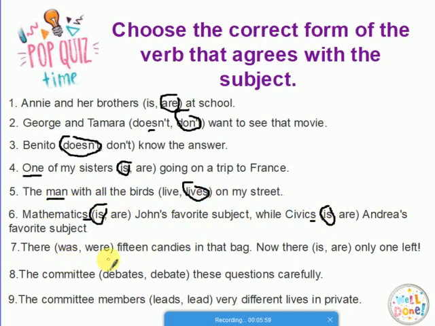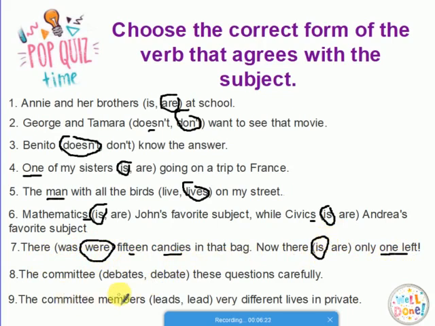There were 15 candies in that bag. Where is the subject? It is not there, it is candies. And I have 15, therefore, a plural subject requires a plural verb. Now, there is only one left. One left, it means singular subject, it means singular verb.